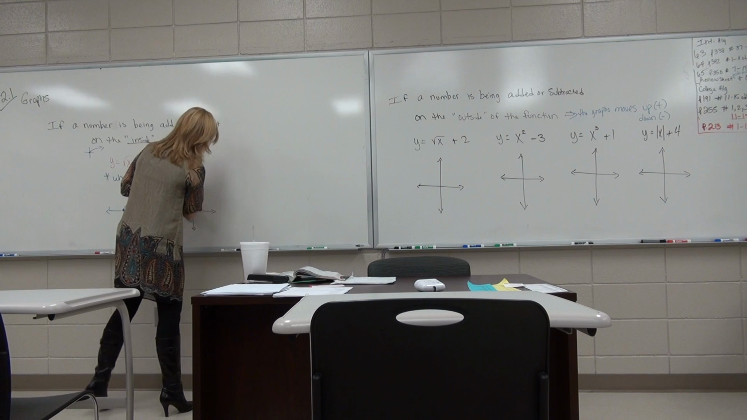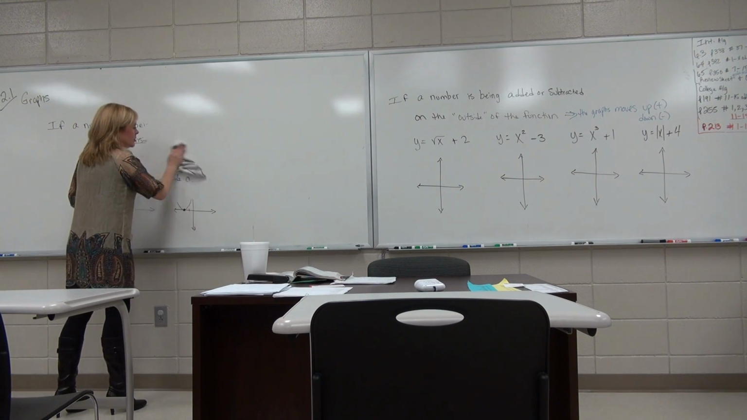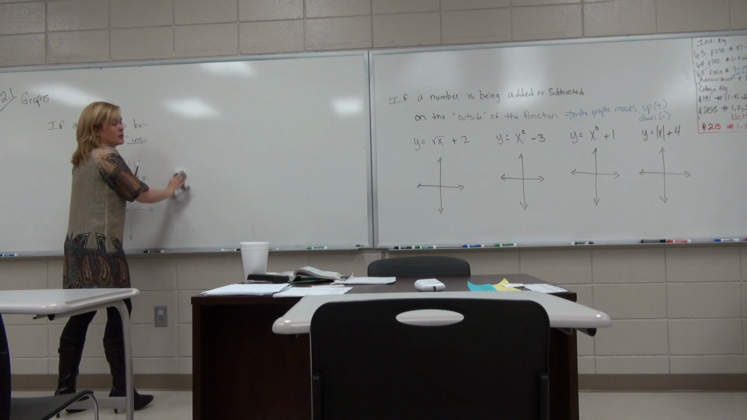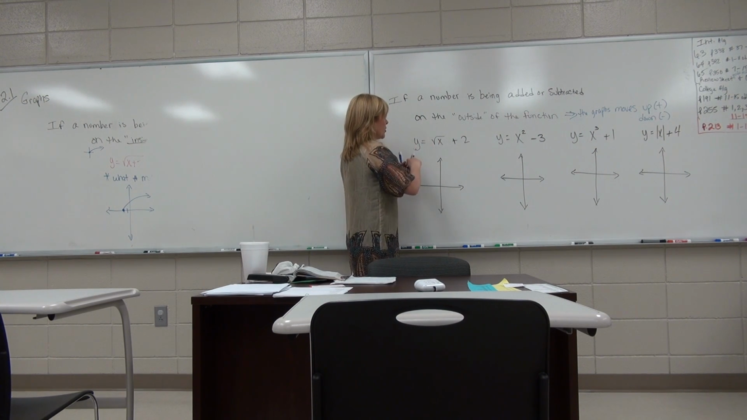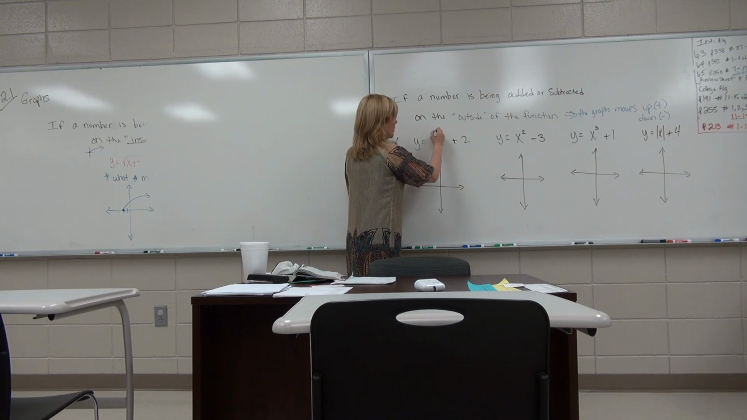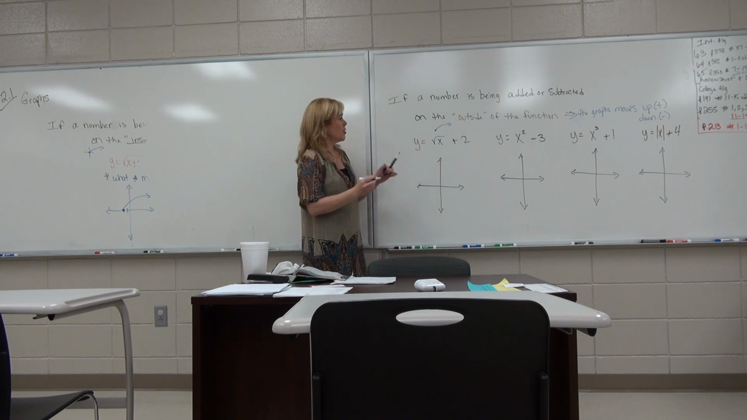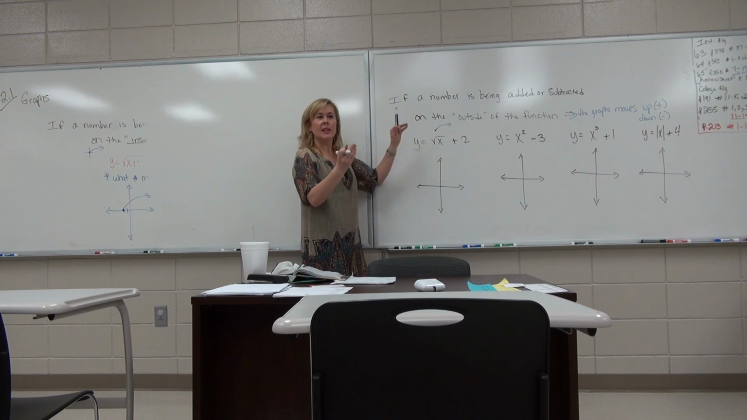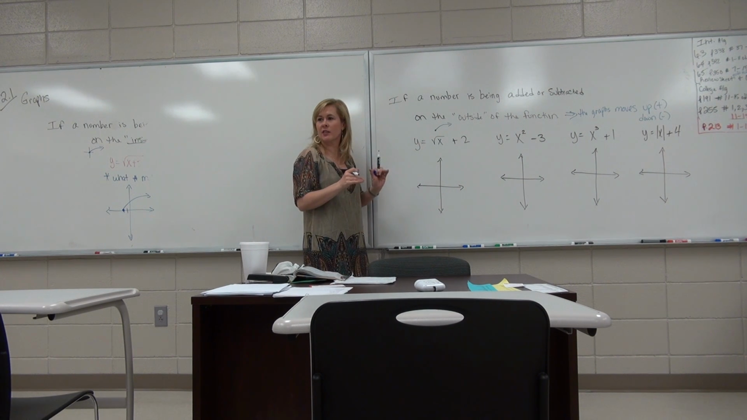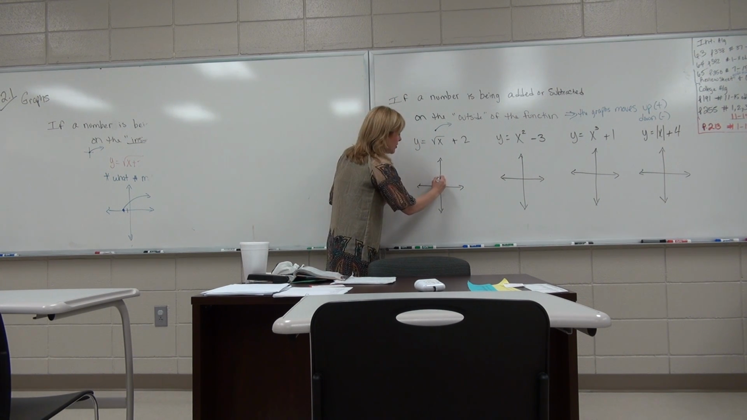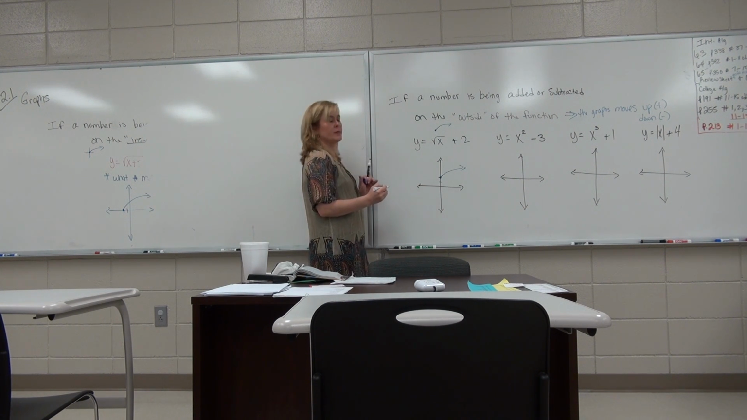Caught up with me over there? All right, so it's the square root graph, which we just talked about. The square root graph looks like this, but this time, instead of that being at the origin, it's going to move up 2, because that 2 is being added on the outside. Do you see that? So instead of that graph starting at the origin, it's going to go up and start there.